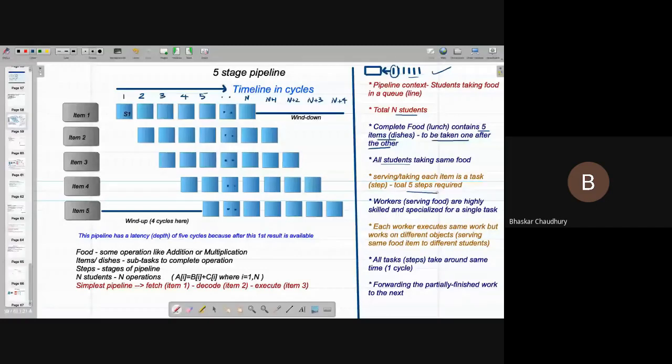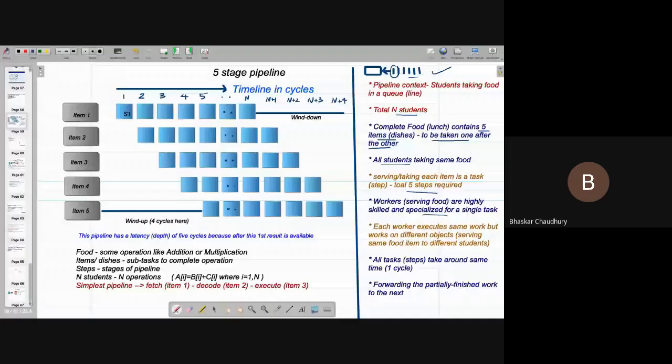Now workers who are serving food are highly skilled and specialized for a single dish. Suppose someone is giving you bread, so he is very specialized in giving bread. Someone is giving you curry, he is very specialized in just giving curry. So the workers who are serving food are highly skilled and specialized for a particular task or a particular subtask. Each worker executes the same task in whatever he or she is skilled, but works on different objects. In this case, objects are basically students being served the same food, one by one.